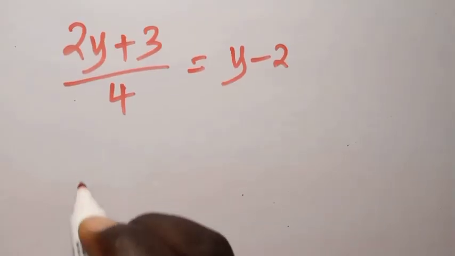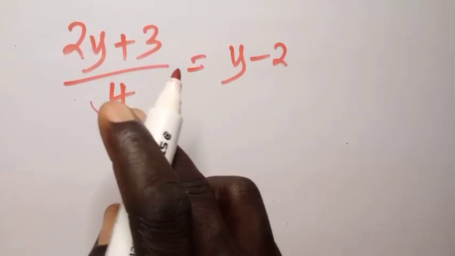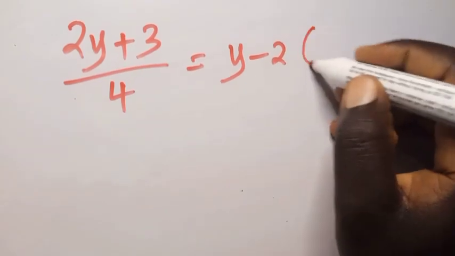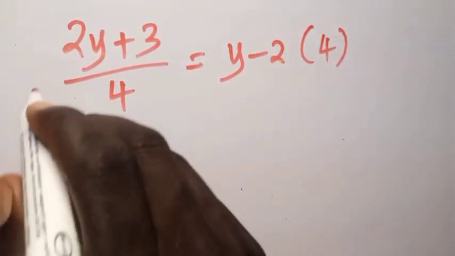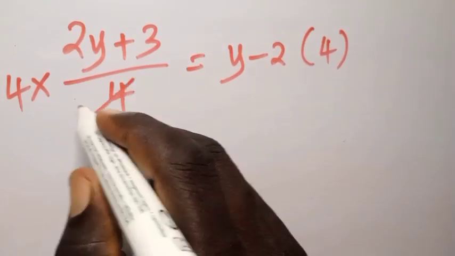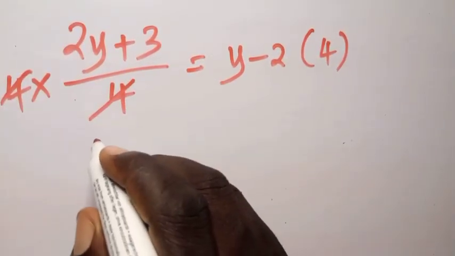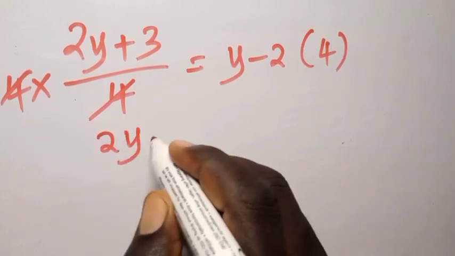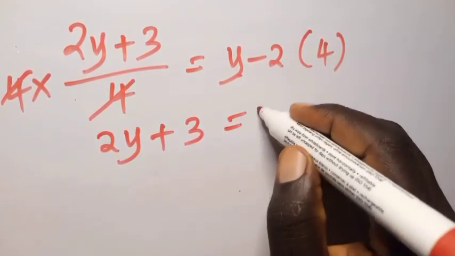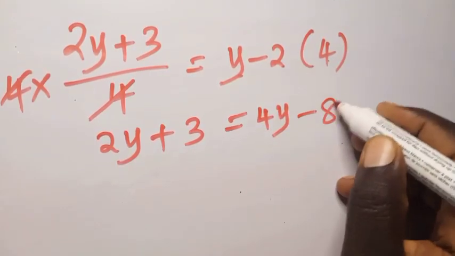Now, at this point, we shall remove this 4 that is in the denominator by multiplying by 4 on both sides. If we multiply by 4 on both sides, then this 4 and this 4 cancel, and therefore we shall have 2y + 3 equals y times 4 is 4y, then negative 2 times 4 is negative 8.